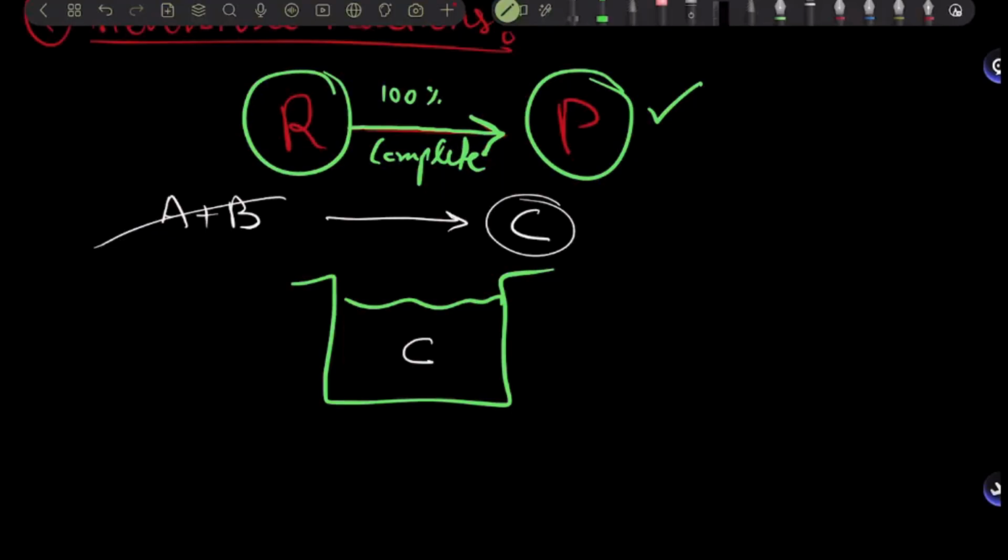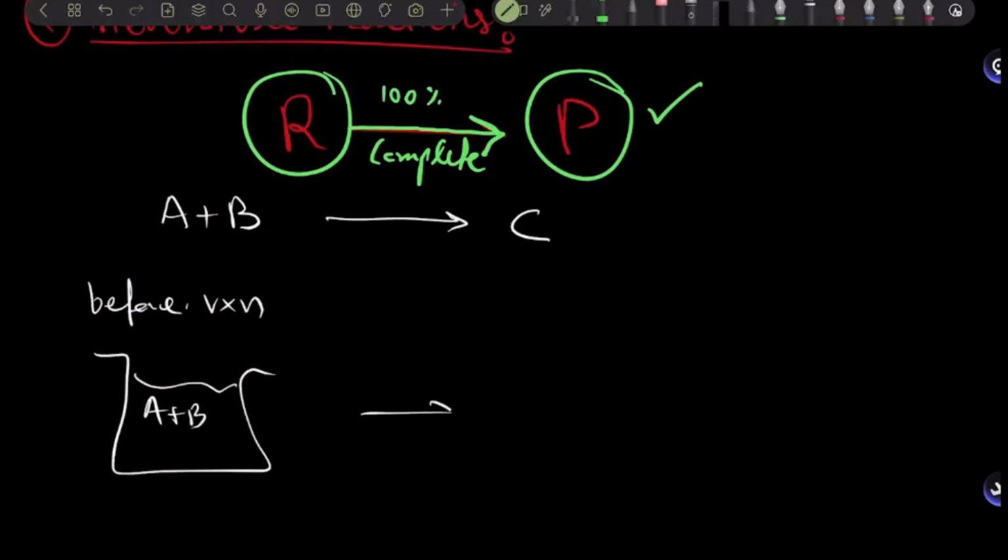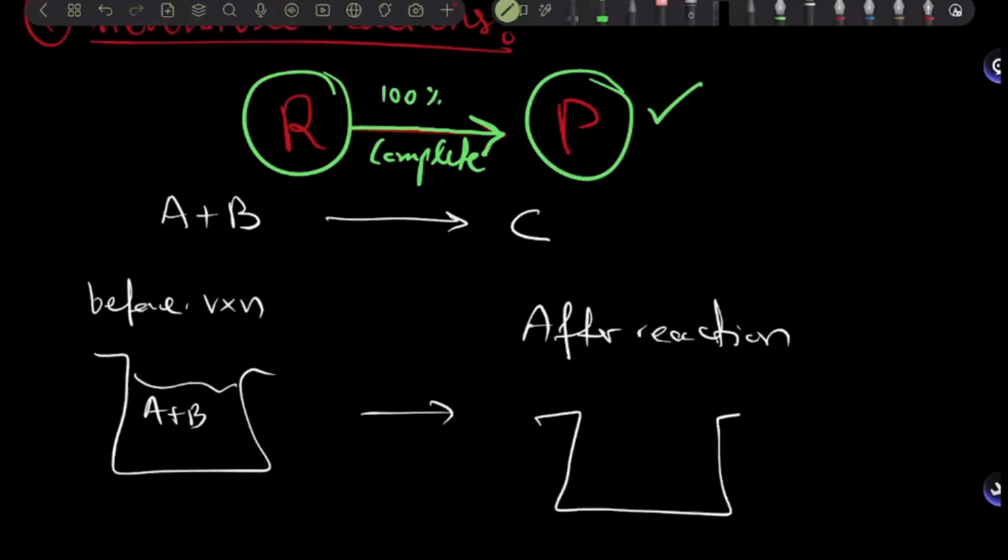And now you cannot go back from the product to the reactants because it's proceeding in only one direction, right? So at the start of reaction, let's make a diagram of this too. Before reaction, you will have a beaker in which you have A and B. And then after reaction, you won't find any A and B, you'll find your product only. All right, so this is a 100% complete reaction in which you find product at the end of a reaction. Are we clear till here?